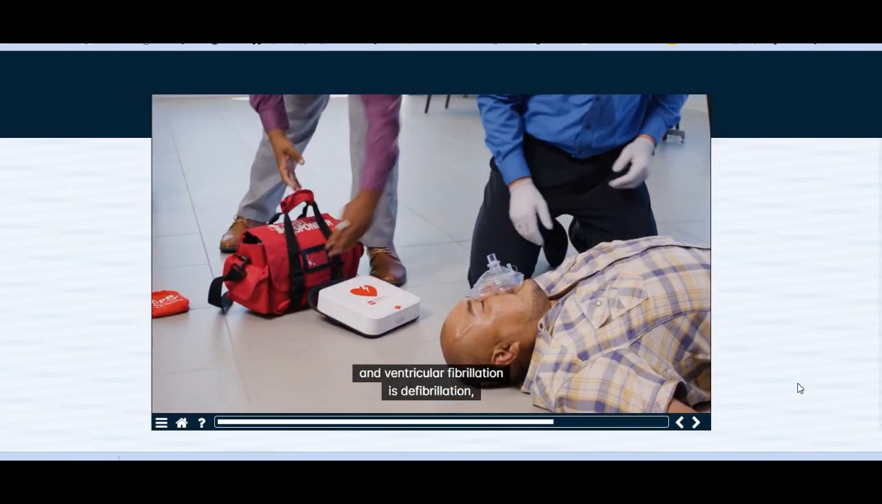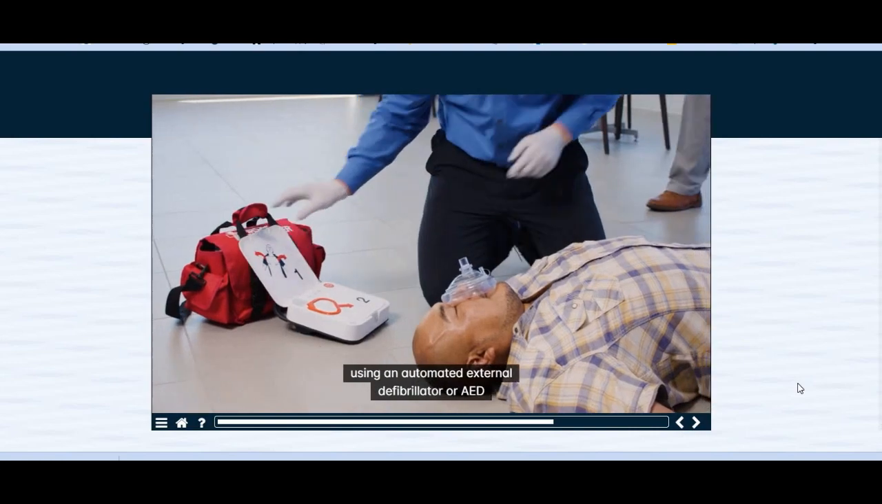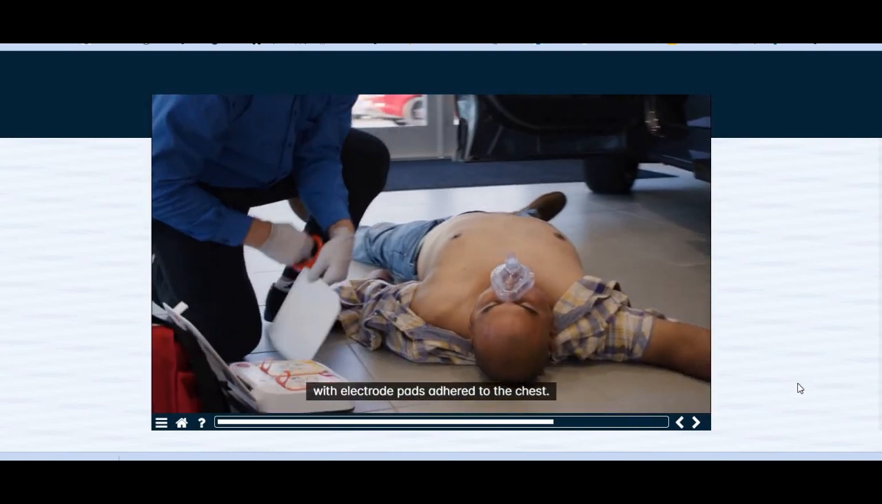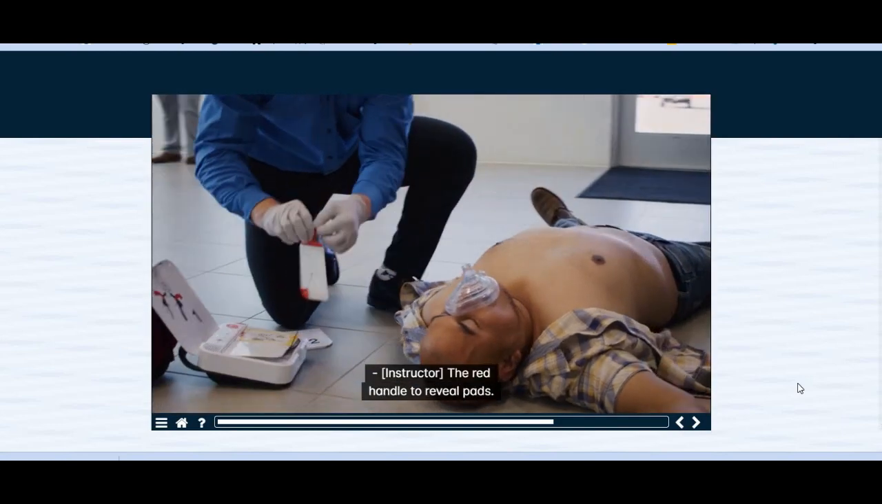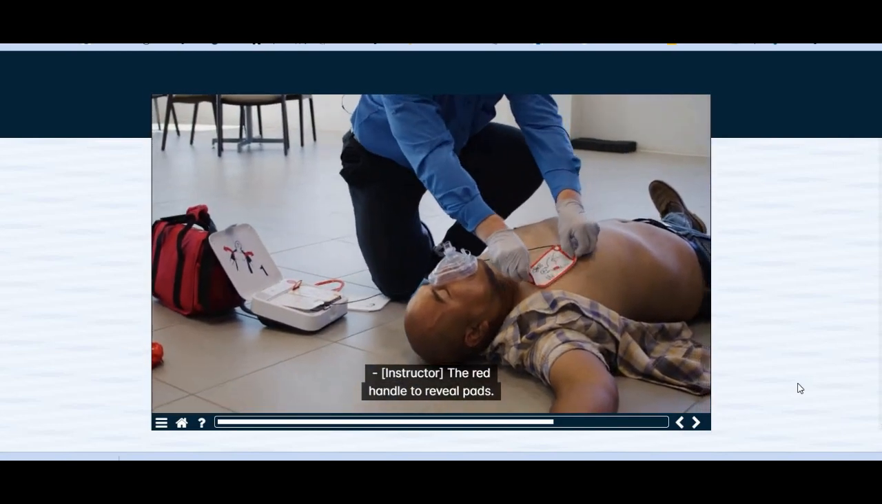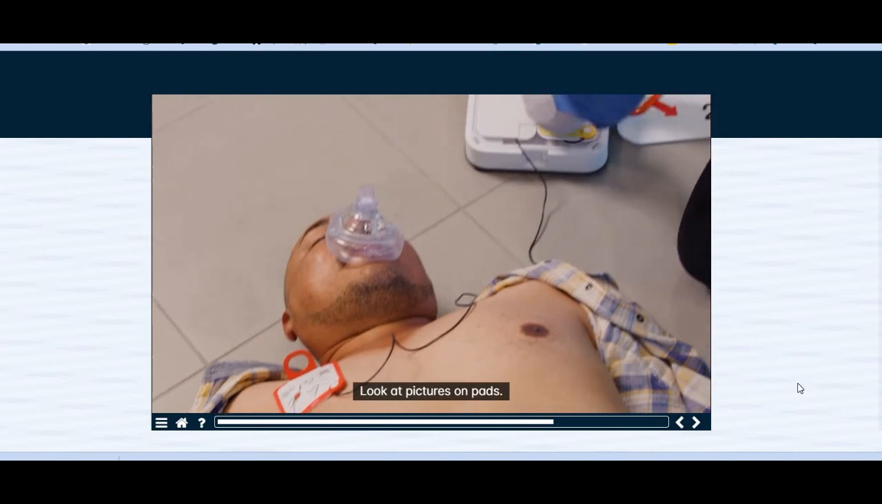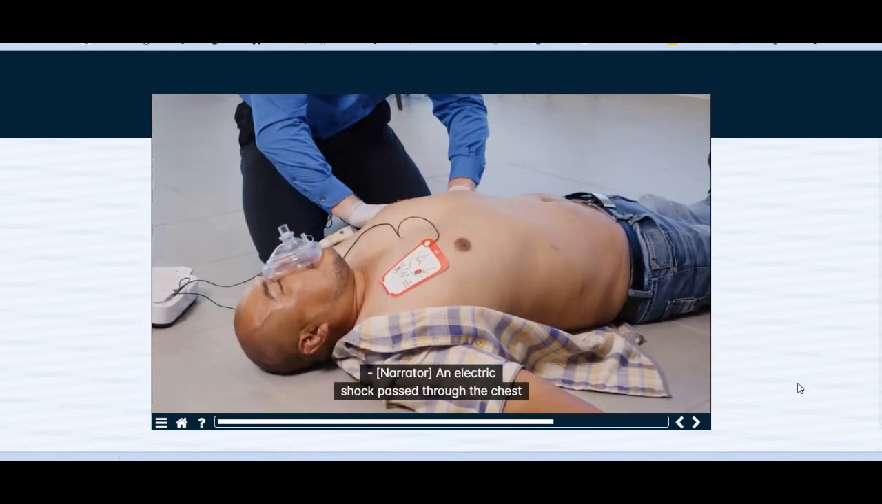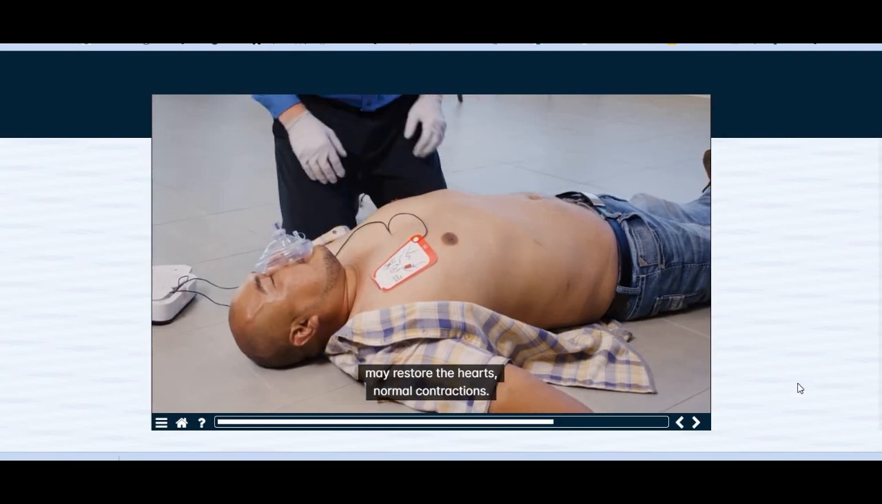The most effective way to end pulseless ventricular tachycardia and ventricular fibrillation is defibrillation using an automated external defibrillator, or AED, with electrode pads adhered to the chest. An electric shock passed through the chest may restore the heart's normal contractions.